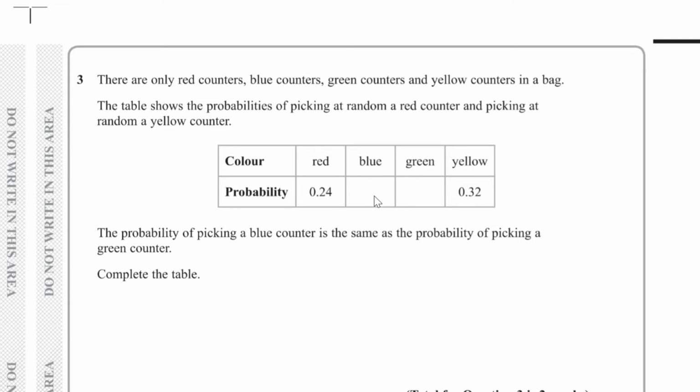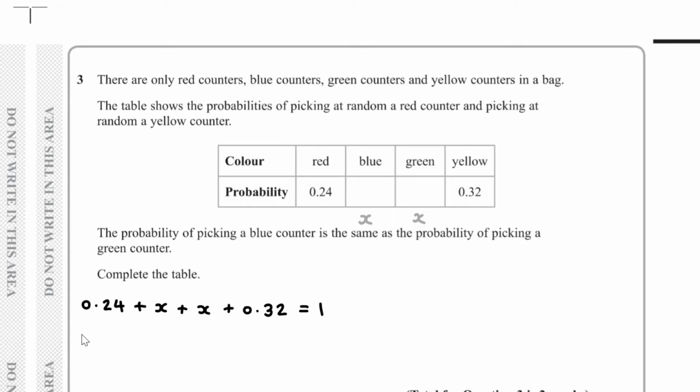Well, if the probability of picking a blue is the same as the probability of picking a green, we can call this unknown probability x. And we know that probability adds up to 1. So we have 0.24 plus x plus x plus 0.32. All of this is equal to 1.